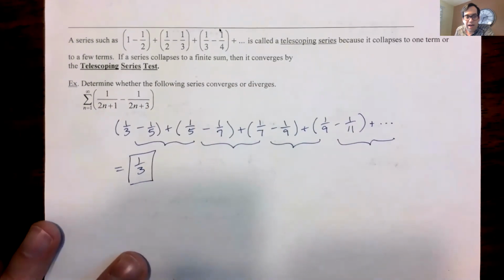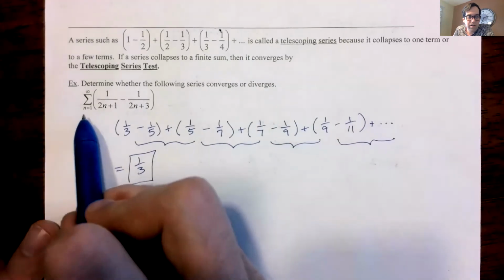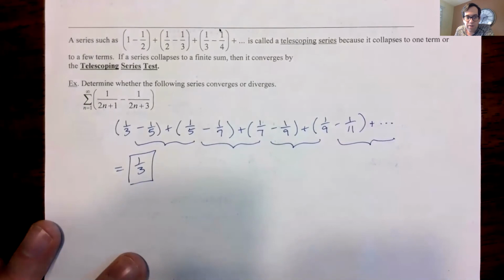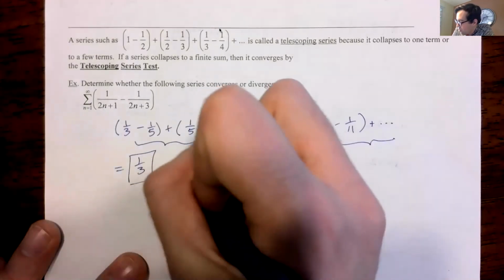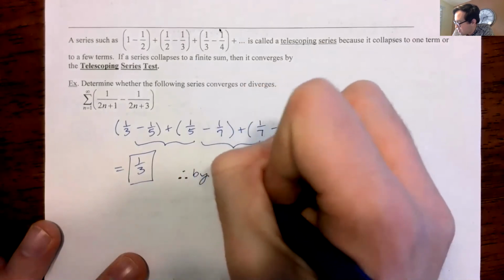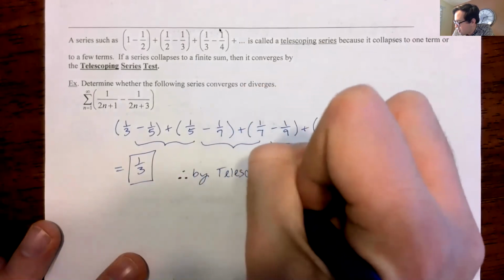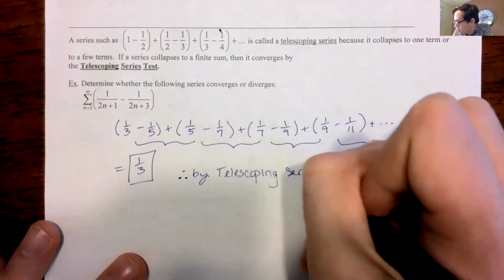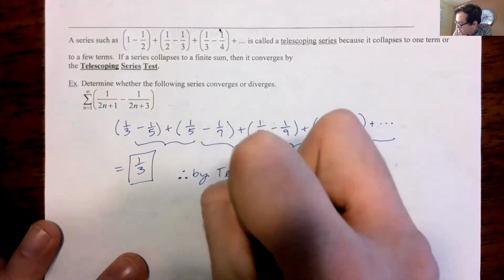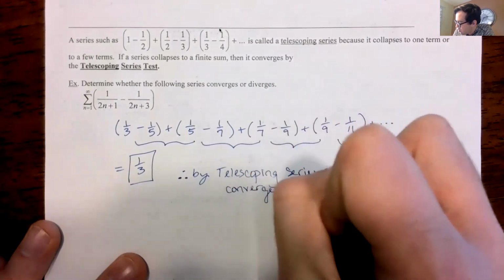So that is the sum, right? Because we are summing to infinity. So every single fraction is going to have a pair to cancel out with. And so we would say that by the telescoping series test, this series converges to 1/3.